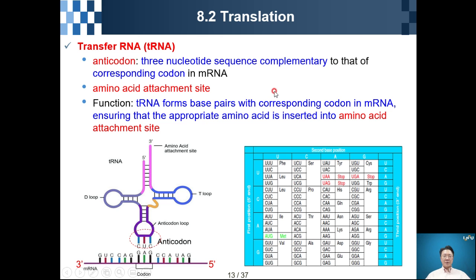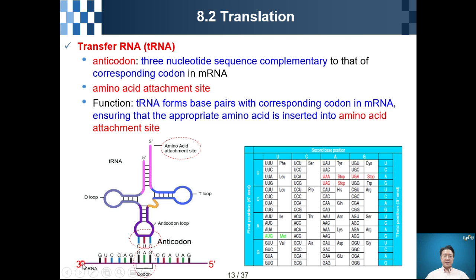So this is the anticodon. And the second feature is that the tRNA has the amino acid attachment site at the 3' region. The function of the anticodon is a 3 nucleotide sequence complementary to that of the corresponding codon in the mRNA. In this case, this is the mRNA, starting from 5' here and 3' located here.